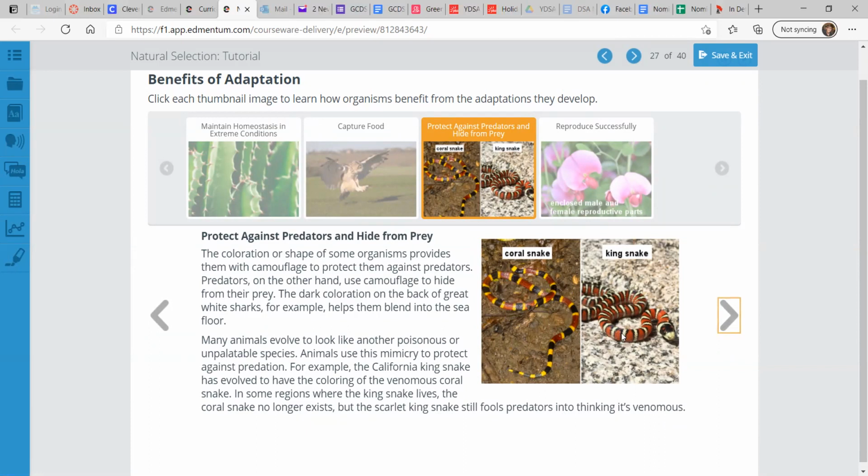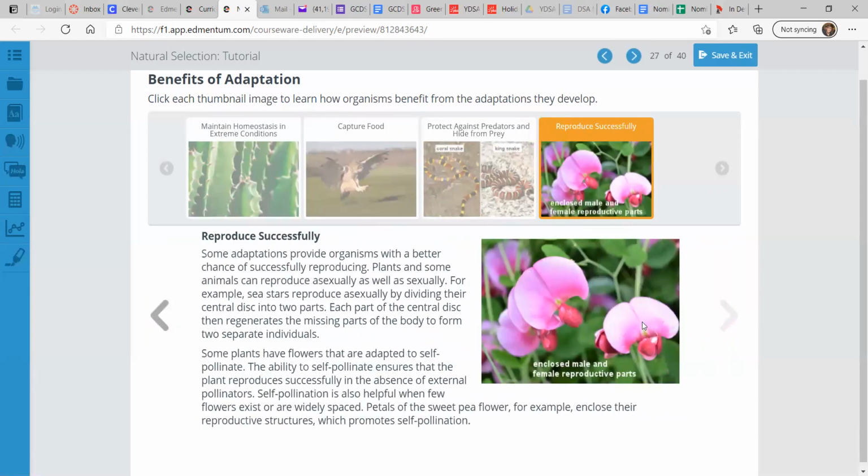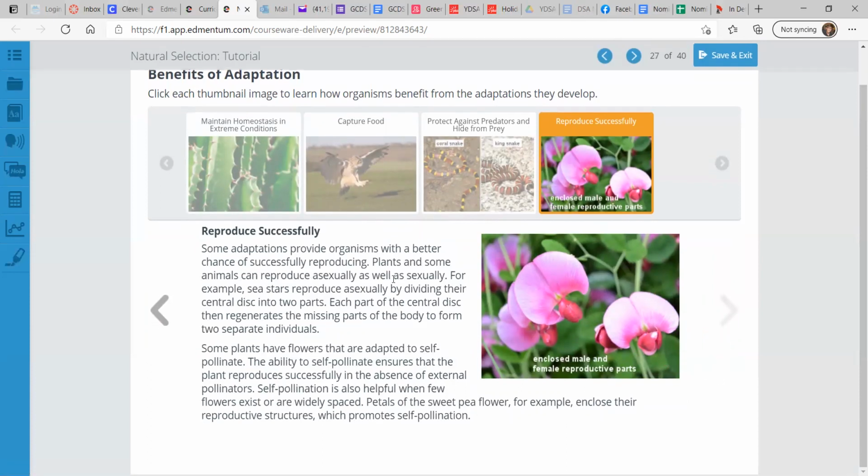Where the king snake has red and black, they are not venomous. Red and yellow, coral snake, venomous. And in some regions where the king snake lives, the coral snake no longer exists, but the scarlet king snake still fools predators into thinking it's venomous. So that's a good thing for those king snakes.